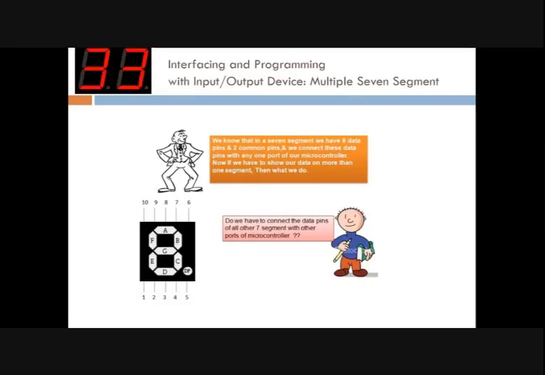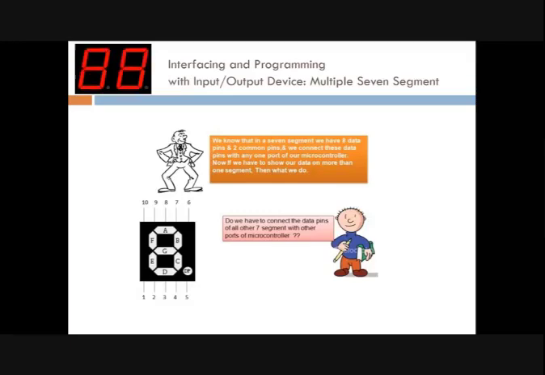So what happens if we want to add more than one? Let's say we start slow, by using another 7 segment, so the total is 2. We want to use two 7 segment displays. How do we connect them? How do we connect the data pins A, B, C?